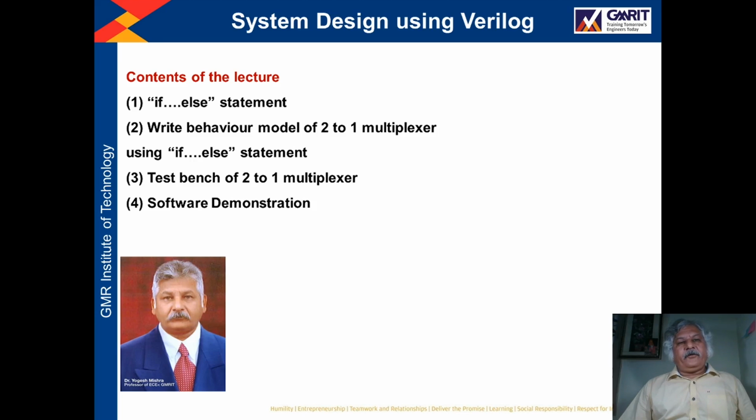So in the last lecture we discussed the basic form of the if-else statement, in which, depending upon only one condition, some set of expressions and statements were executed. We took the example of a level-triggered D flip-flop. Now in today's lecture we will discuss the second form of the if-else statement.